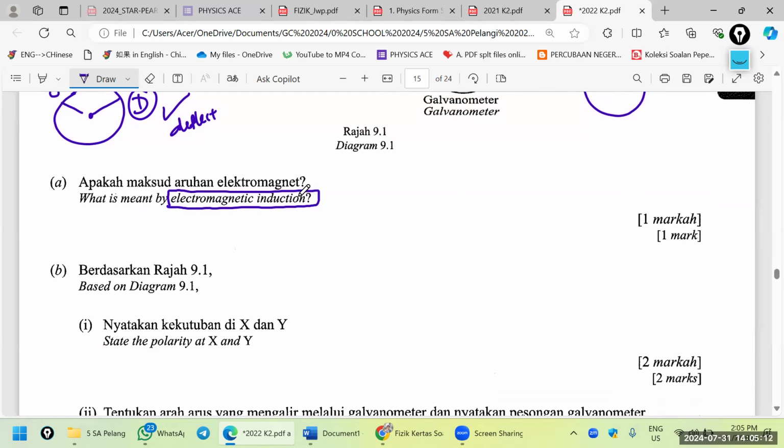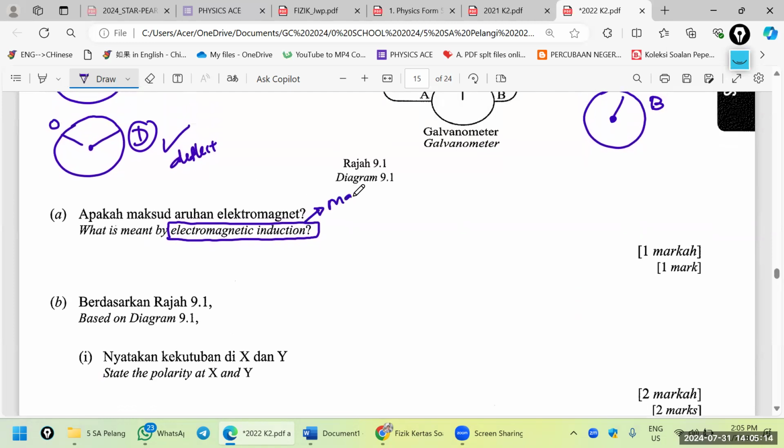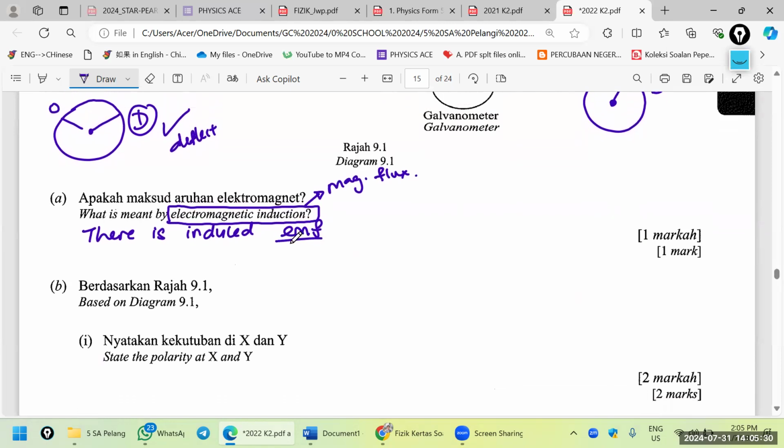Magnetic induction, always think about magnetic flux first. So we say there is induced EMF. Actually, it's voltage, right? In case you forget, EMF is voltage. Induced means when a wire cuts with magnetic flux.